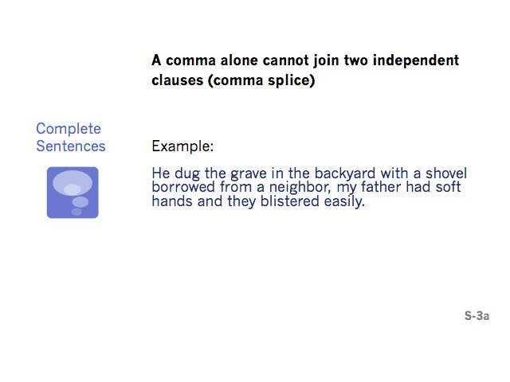First, a comma splice occurs if you join two independent thoughts, or independent clauses, with just a comma. The comma doesn't provide your reader with enough of a break between the two clauses. We call this type of sentence error a comma splice, because the two clauses are incorrectly joined or spliced together. Here's an example. He dug the grave in the backyard with a shovel borrowed from a neighbor, comma, my father had soft hands and they blistered easily.